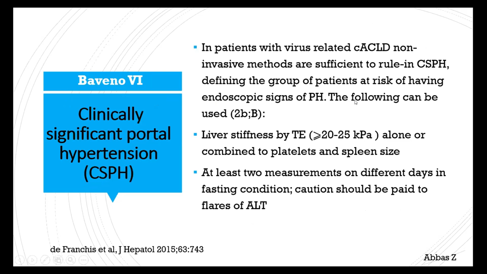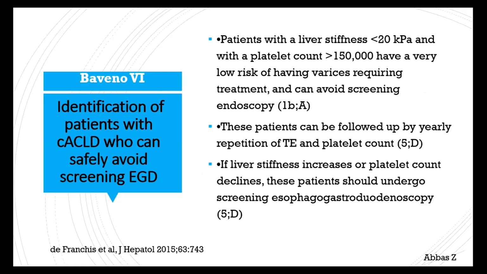Regarding clinically significant portal hypertension, according to Baveno VI, if the liver stiffness is more than 20 to 25, this may be alone, but according to some studies, they have also combined platelets and spleen size. Then this patient is having clinically significant portal hypertension. So this patient would be having varices, and the greater the transient elastography, the greater the chance of a greater diameter of varices.